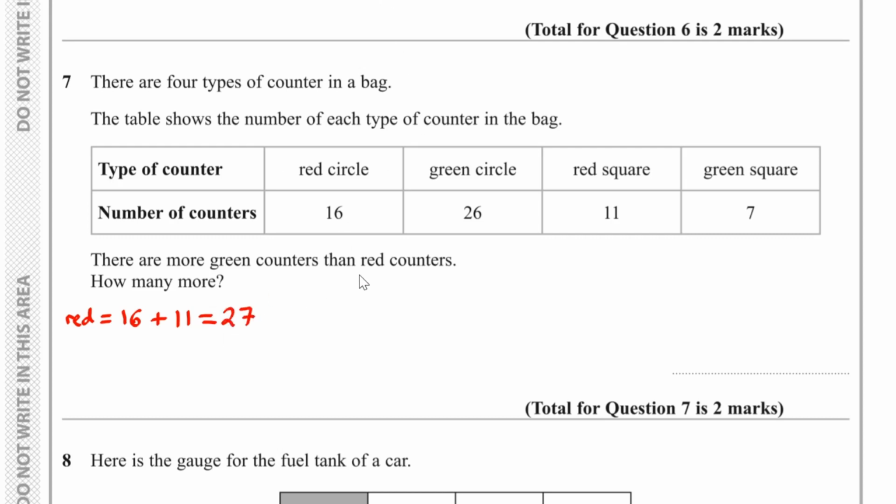And in terms of the number of green counters, turns out we get 26 plus 7. And if we add these together, we get 33. So therefore the difference will tell us how many more green counters there are than red. So 33 take away 27, you'd find this to be 6. So there are 6 more green counters than red counters.